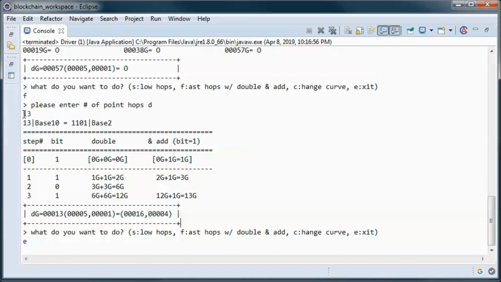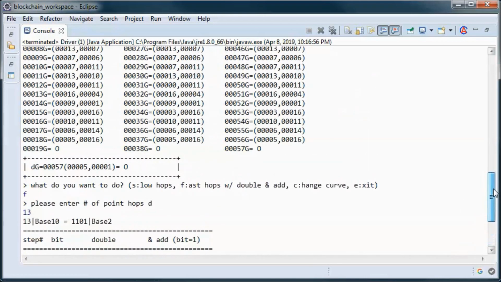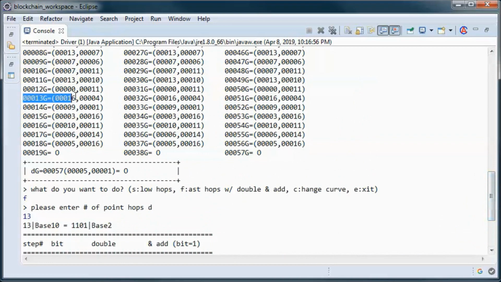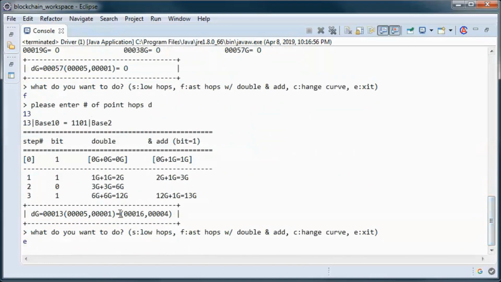So here we're doing 13 hops, and we ended up at this point. So 13G, this is the point 16, 4. And G is the generator point, 5, 1.